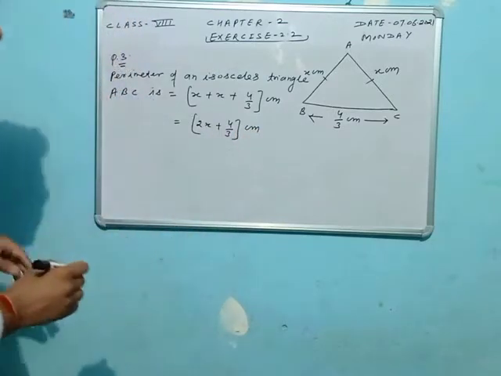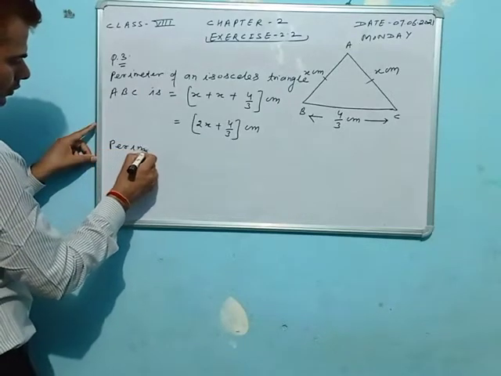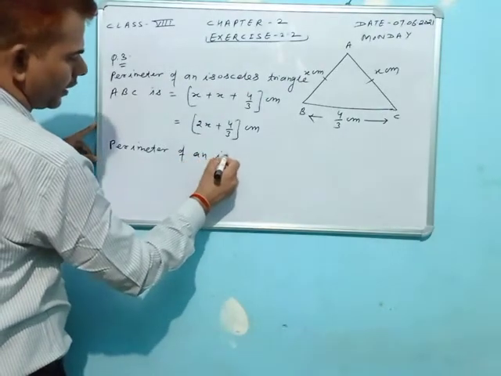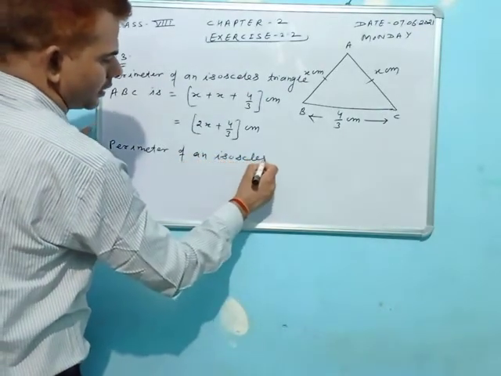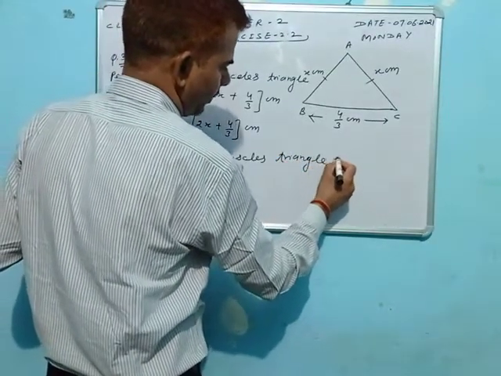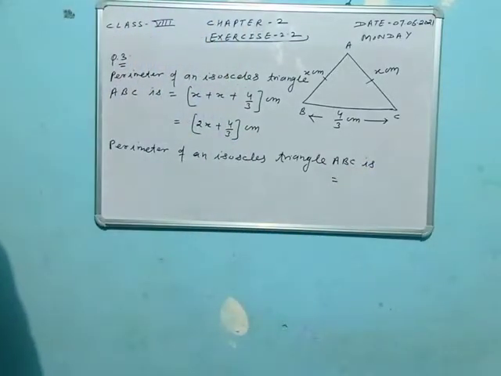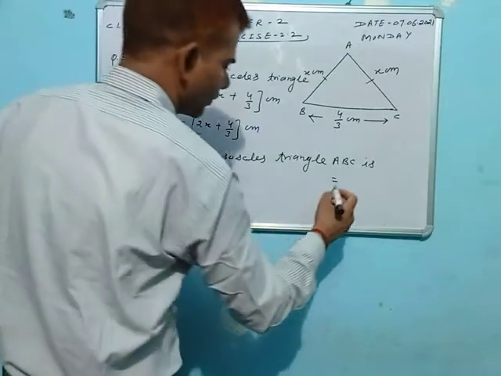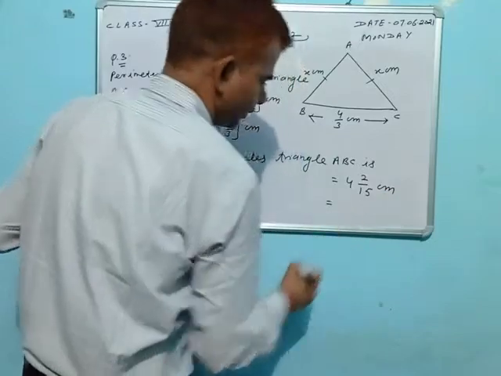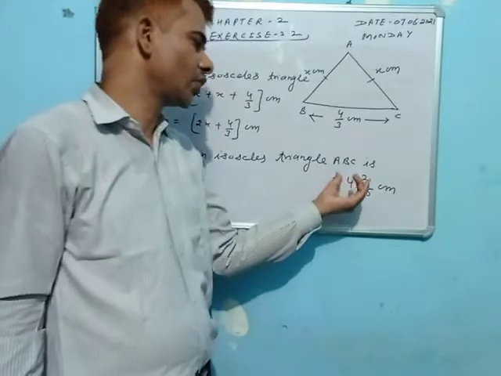Now the perimeter of isosceles triangle ABC is given, that is 4 2 by 15 centimeter. This is your mixed fraction. Student, 4 2 by 15 is your mixed fraction.